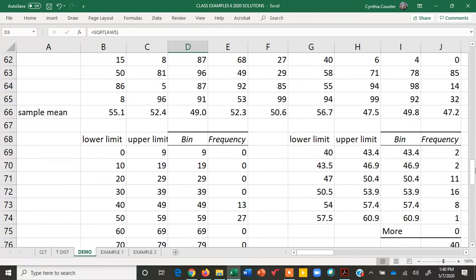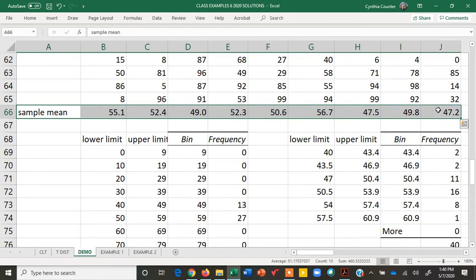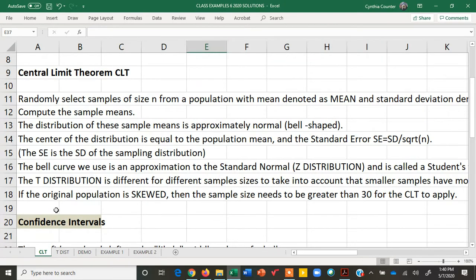And then I found the sample means. So I have 40 sample means. So this is what's going on when they talk in the central limit theorem about randomly selecting samples of size n from a population with some mean and standard deviation, and we compute the sample means. Now we want to look at the distribution of these sample means. According to the central limit theorem, it's approximately bell-shaped. Actually, the larger the sample size, the closer to a normal distribution this will get.